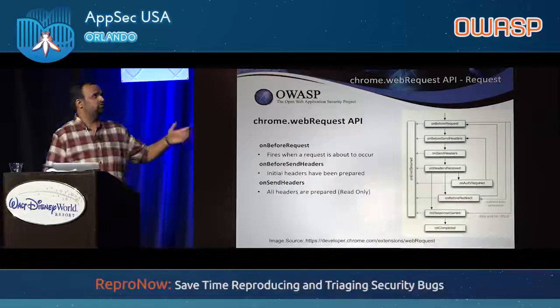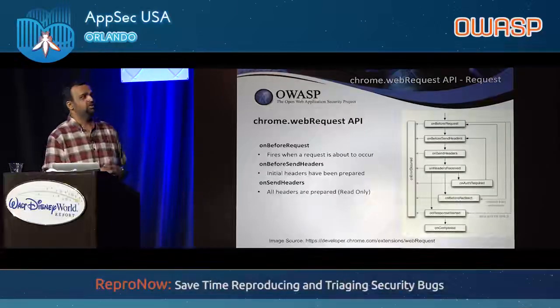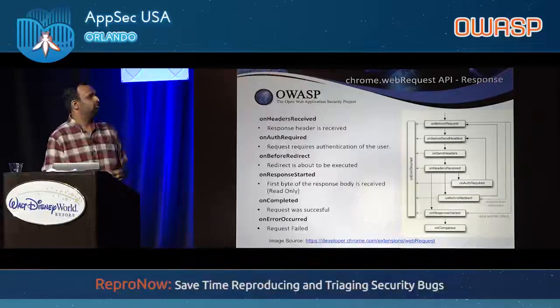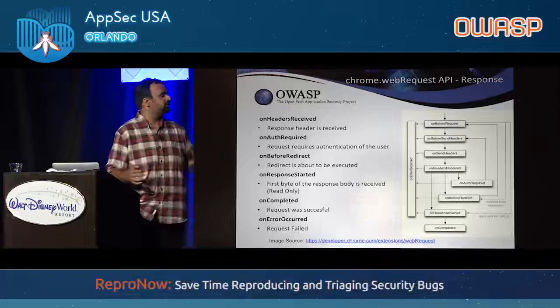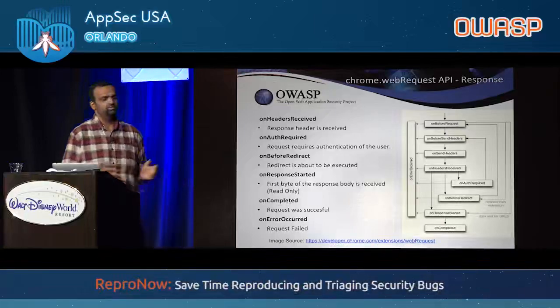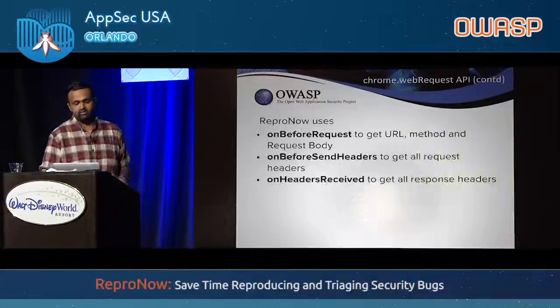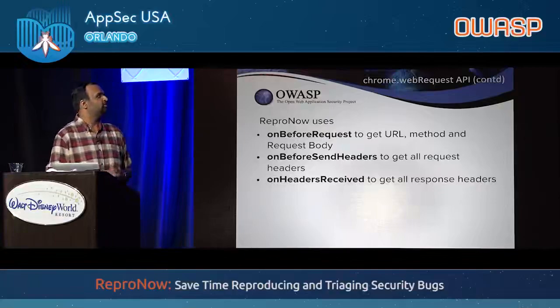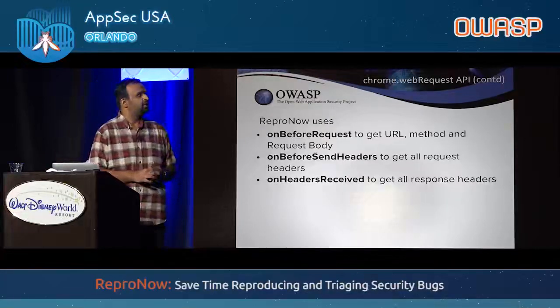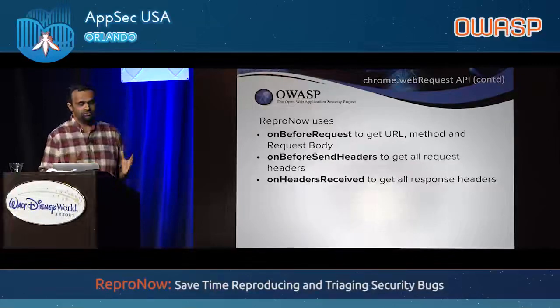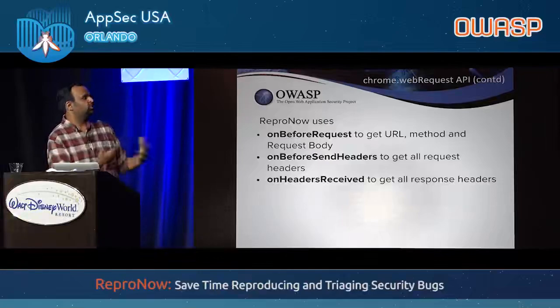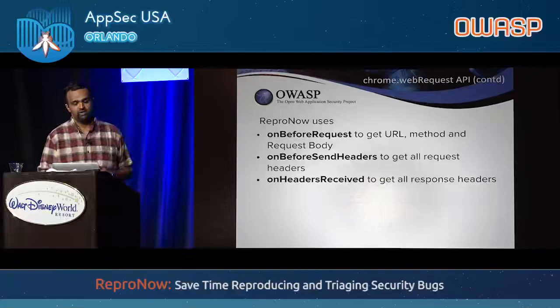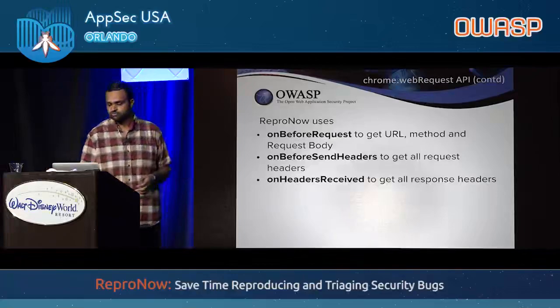We won't be going into each one of these, but for the request part of the communication, these are some of the methods that are supported. And for the response, the first 4 methods are supported. And if the communication is completed, the onCompleted method is supported. And if some error occurred, you can call the onError method. For our particular case, we use these 3 methods. That's onBeforeRequest to get the URL and the request body, and onBeforeSendHeaders to get all the request headers. After this, the request is sent to the server, and the server responds with a response, and that will be calling onHeadersReceived. The onHeadersReceived will have all the headers.